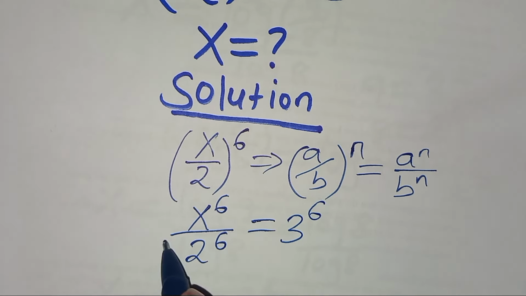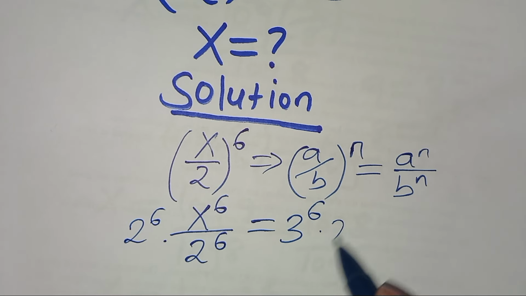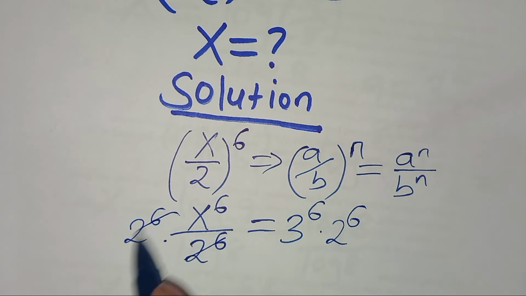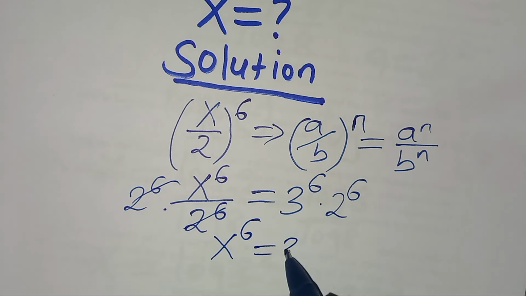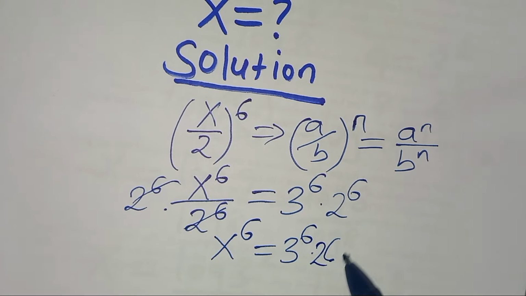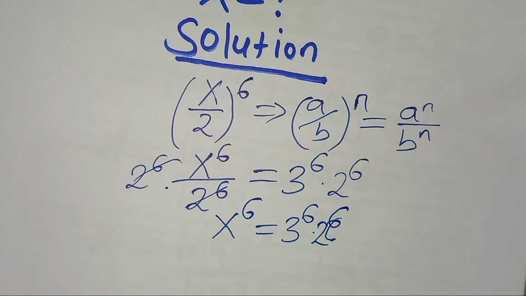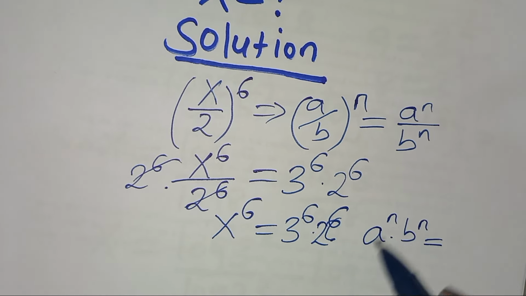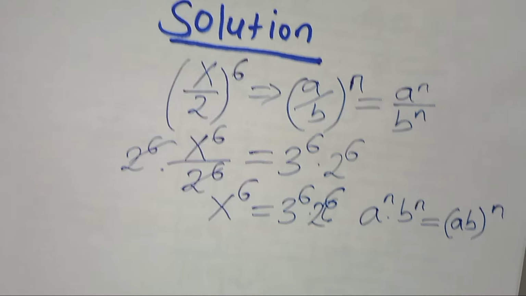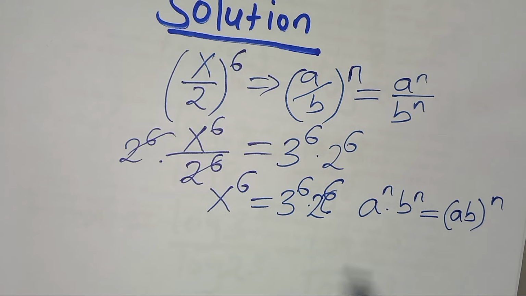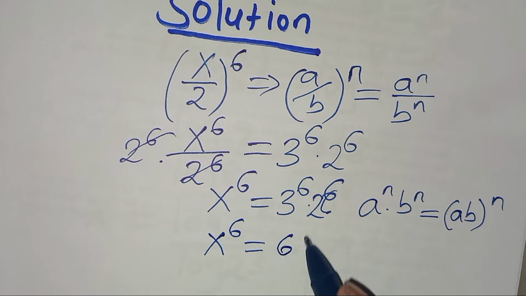So let's multiply both sides by 2 to power 6, so that now we'll have x to power 6 equal to 3 to power 6 multiplied by 2 to power 6. Now 3 to power 6 times 2 to power 6 is in the form of a to power n multiplied by b to power n, which we can express as a times b raised to power n. Again, let's apply this property. We'll have x to power 6 equal to 3 times 2, which is 6, to power 6.